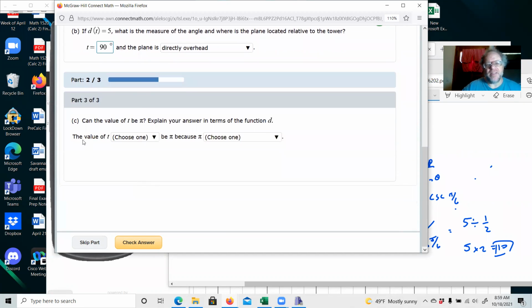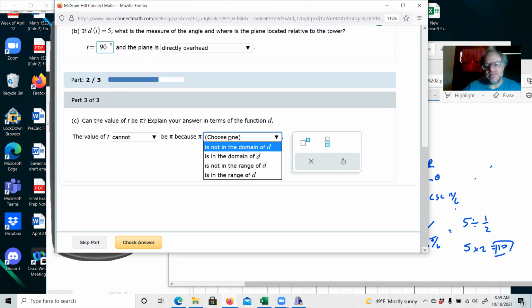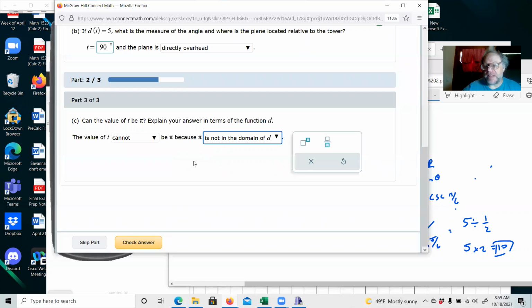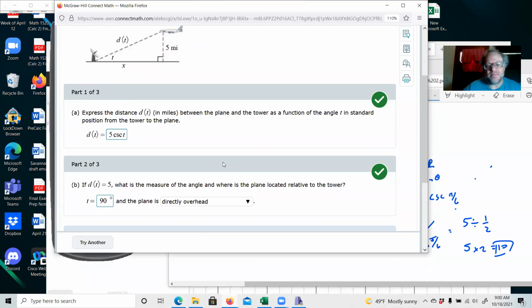Can the angle of the plane be pi? No. It cannot be pi because pi is not in the domain of d. That's where the asymptote is. The asymptotes are not part of the domain. If it was, we would literally be on a flat Earth for us to see something like this. It's just not. It's going to be way over the horizon by the time we see that, even though it's 5 miles up. All right, so there we go.